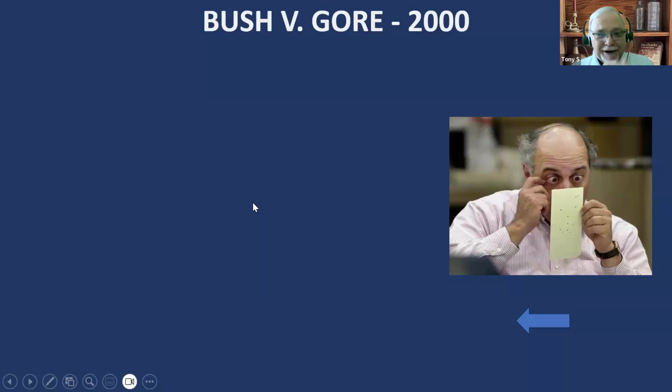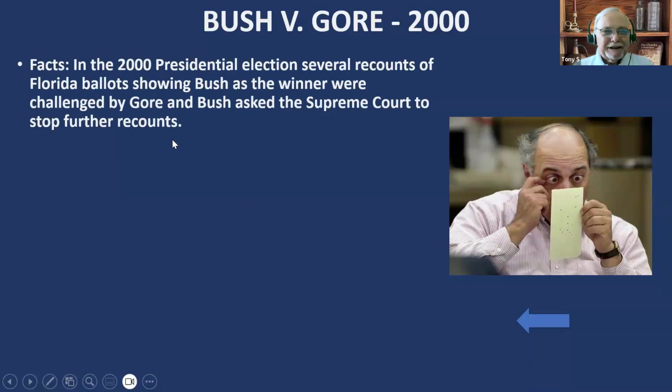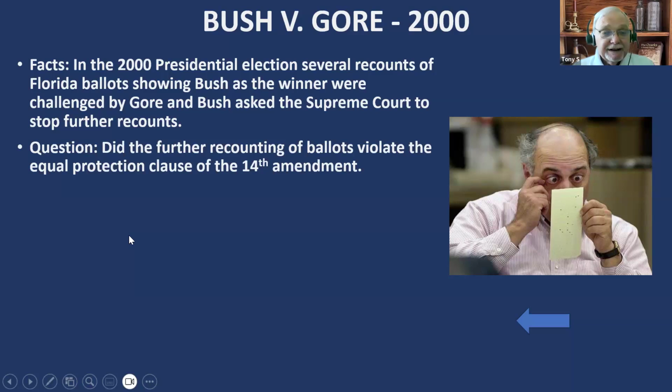In the 2000 presidential election, several recounts of Florida ballots showing Bush as the winner were challenged by Vice President Gore, and Bush asked the Supreme Court to stop further recounts. There was just recount after recount after recount. Bush came back and said, I'm being denied my equal protection because there are laws in the Constitution and in congressional law that state there is a drop dead date upon which the counts have to be stopped. He said we were approaching that drop dead date, and if you don't stop the recount, which had every one been in his favor, I'm going to be denied my equal protection of the laws.